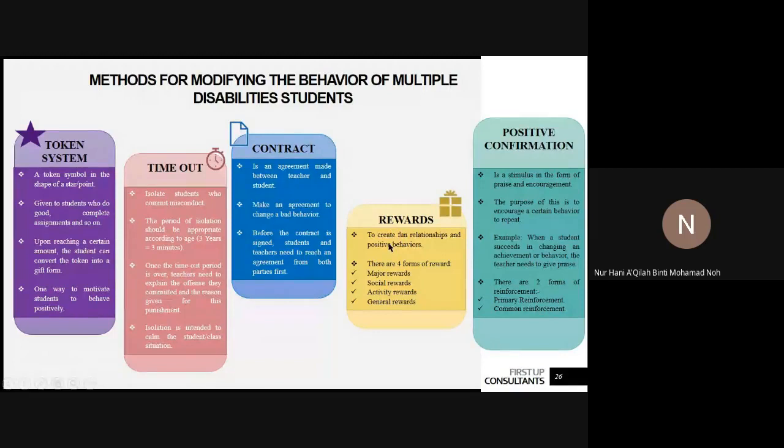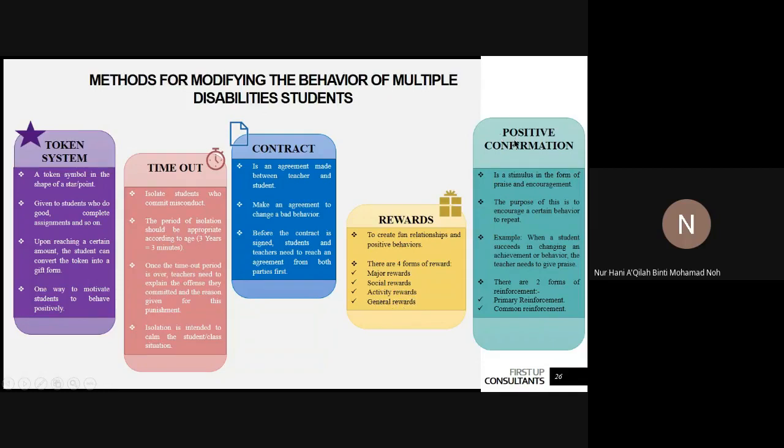This reward is to create a fun relationship and positive behavior. There are four forms of rewards. First, major rewards. Second, social rewards. Third, activity rewards. And fourth, general rewards.